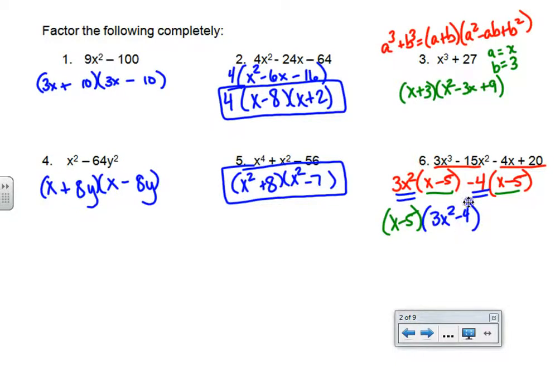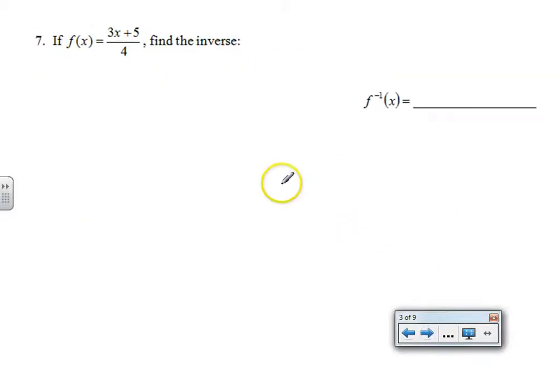And then again, watch out for this term to factor for a second layer. In this case it does not factor further, but for instance if it was a 9x squared minus 4, it would definitely factor further because it'd be the difference of two squares. Okay, number 7, they want us to find the inverse.